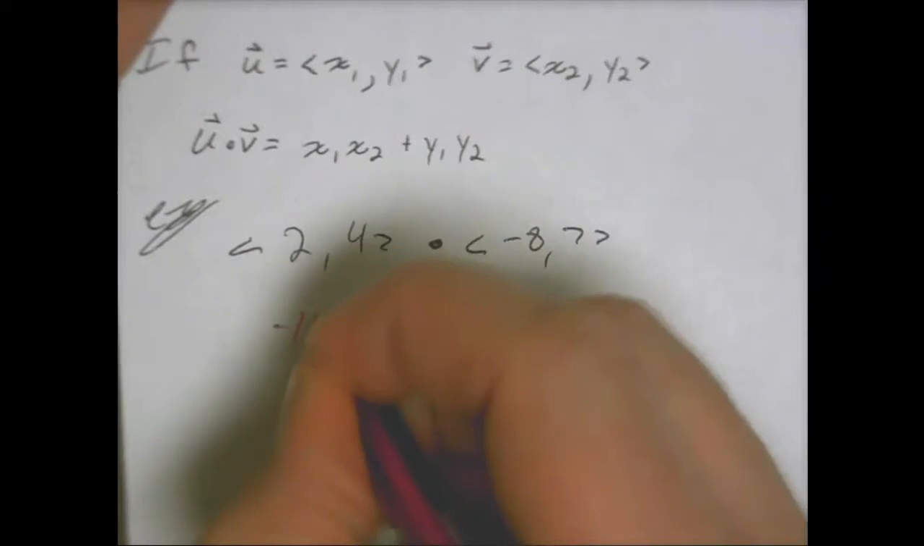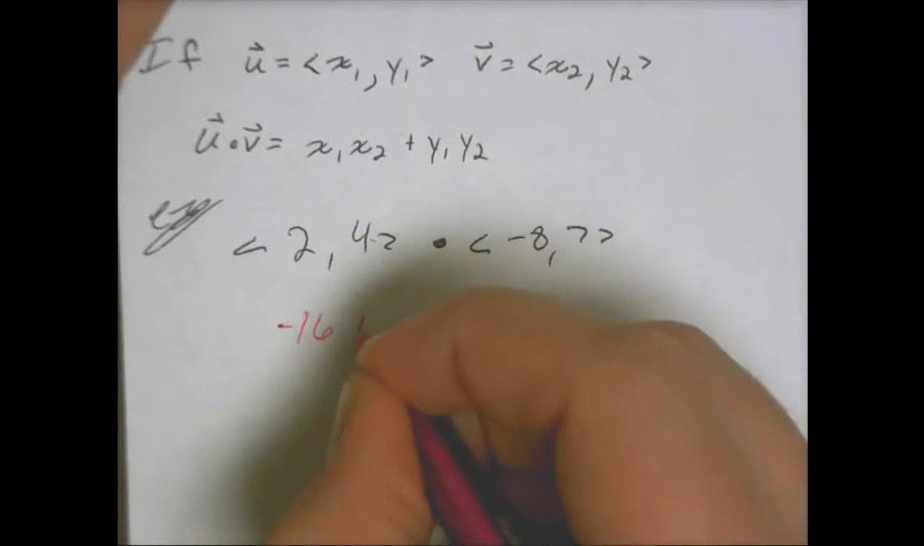Then you can have 2 times negative 8, which is negative 16. 4 times 7 is, I believe, 28.